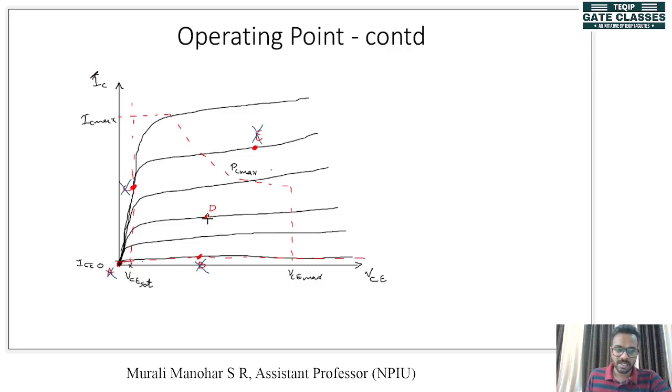So if you look at D, the point D is inside the active region. It is not close to the zero current line or close to the VCE sat line. So this point is the most suitable operating point in this case. Out of these 5 cases, point D is the most suitable operating point or Q point.